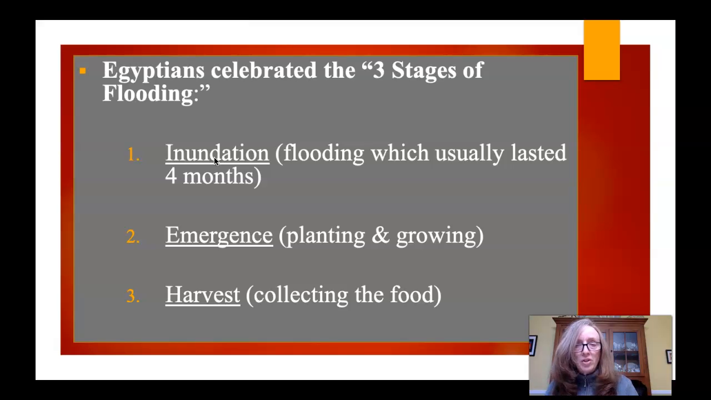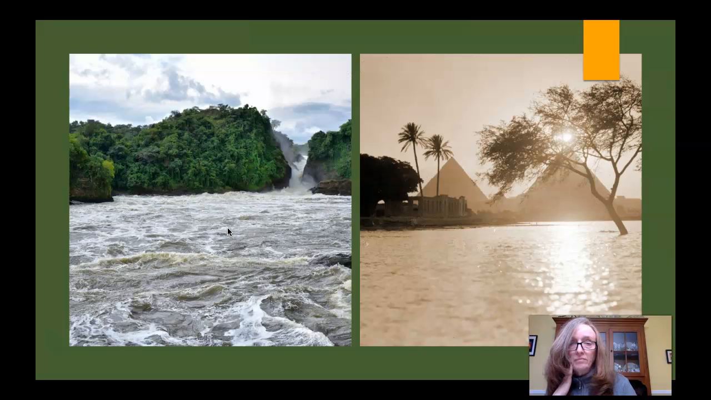Once those floodwaters start to recede, then the Egyptians plant and the crops start to grow, and that's called emergence. And think about the plants emerging from the soil. And then the 3rd stage is the harvest, when they're actually collecting the crops that they've harvested. And here's some more pictures of the Nile. Here is inundation, the flooding. And that's where we're going to leave off for today. Tomorrow we're going to look at the other geographic features of ancient Egypt.